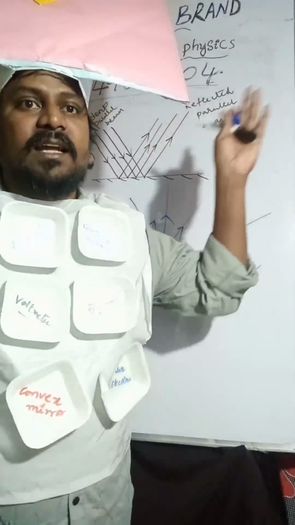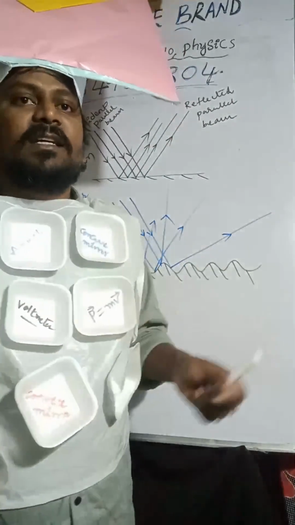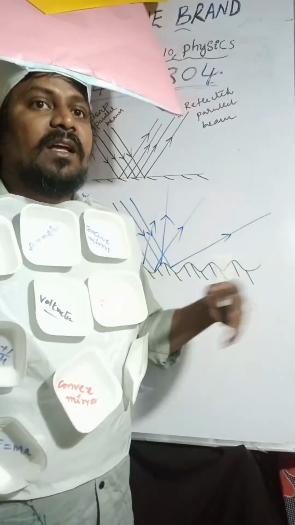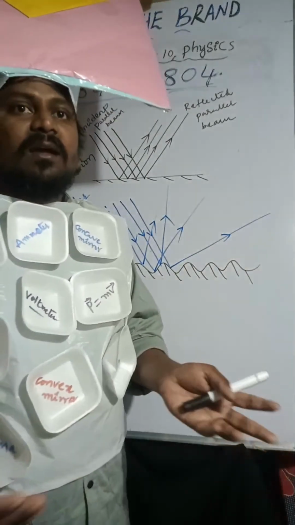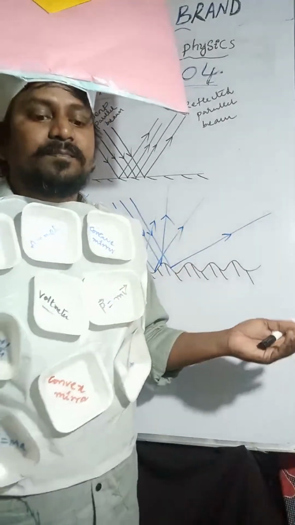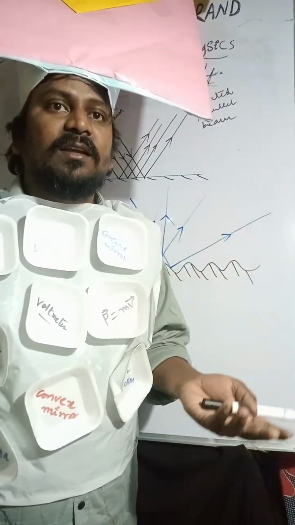Regular reflection takes place on a smooth surface, such as still water and a plain surface. Irregular reflection takes place on, we can take, a wall or a rough surface. Okay, so that is about regular reflection and irregular reflection.